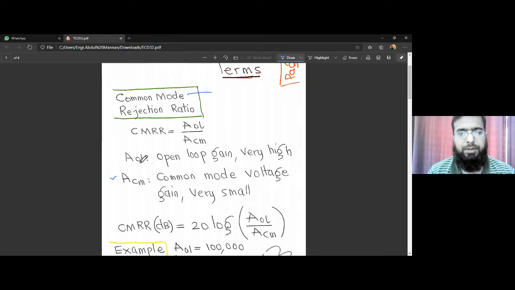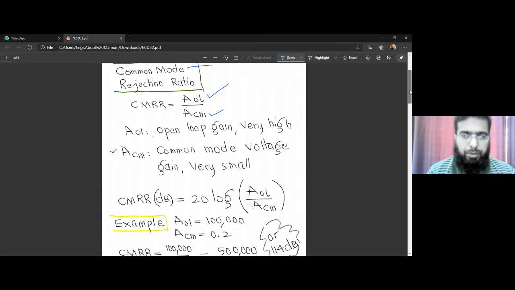So CMRR is defined as the open loop gain AOL divided by the common mode gain, which is very small. Ideally ACM should be 0. There should be no gain. The output should be 0 when we apply the same voltages on both inputs, but actually it is not. There is some voltage at the output, and the gain we call ACM, the common mode voltage gain.